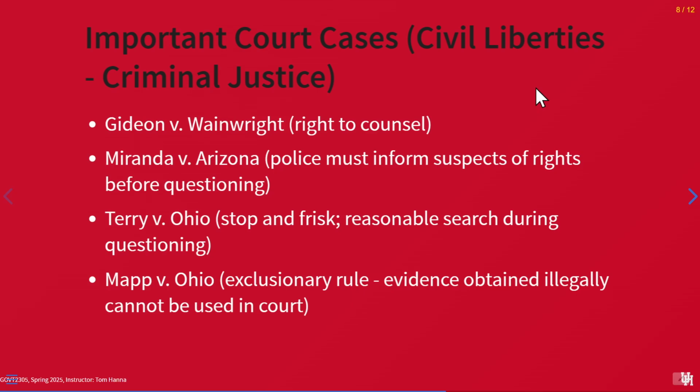Moving on to some more civil liberties, in this case, those that specifically involve criminal justice. So those involve potential crimes, but these involve just general questions of criminal justice. Gideon versus Wainwright applied the right to counsel from the Bill of Rights to states. So the Bill of Rights initially only applied to the federal government because the states had their own bills of rights.